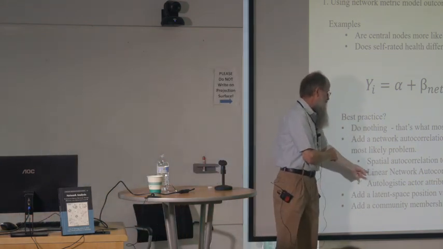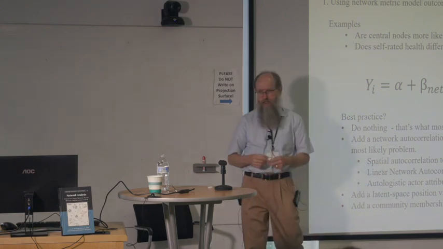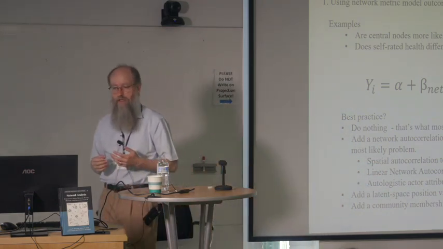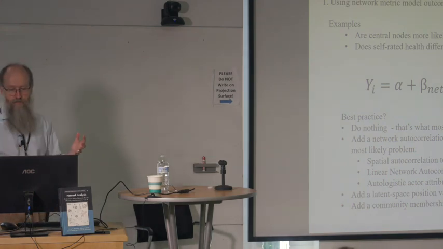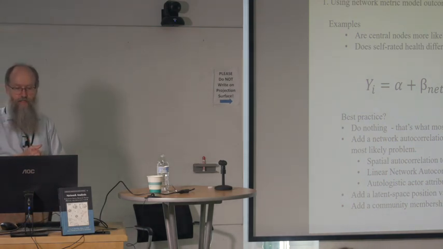And there are two nice tools for this. The key one is a spatial autocorrelation model. R has a nice spatial autocorrelation package. Stata and SAS also have great spatial autocorrelation procedures. So these are pretty easy to correct for.